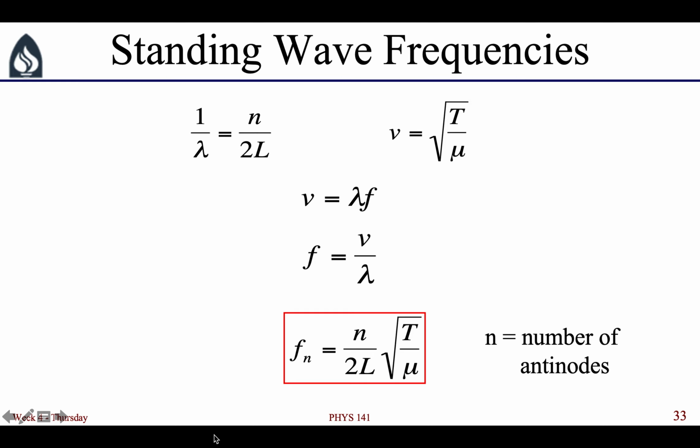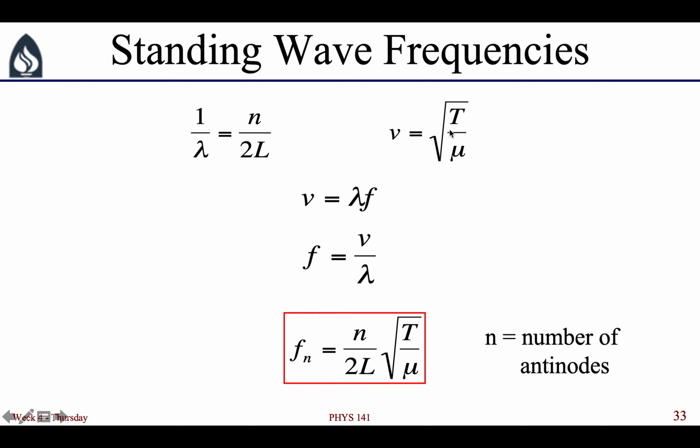We can predict the frequencies at which standing waves will occur by combining the expression with that related wavelength to the length of the string with the equation for the speed of a wave on a string. If we remember the wave equation that says that the speed of a wave is equal to the frequency times the wavelength, we can rearrange this equation by dividing by wavelength to get that the frequency is equal to the speed divided by the wavelength.